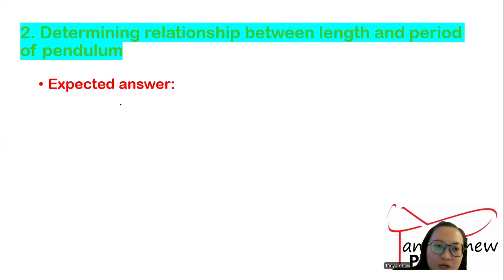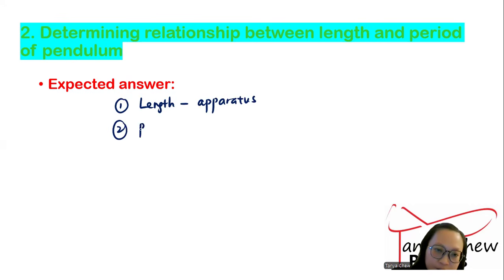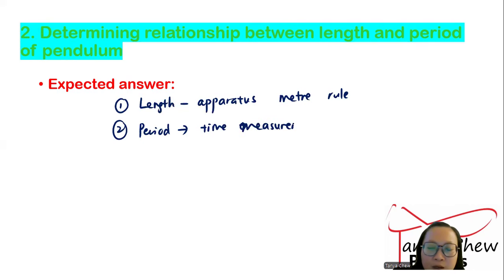Now, second might be determining the relationship between the length and period of pendulum. So expected answer, we want to know length, how you measure the length. What is the apparatus that you measure the length? And then, okay, period. This one you might want to use meter rule. Period must be calculated. So when I need to see the time measurement, you might want to use stopwatch. And then, okay, period can be calculated.